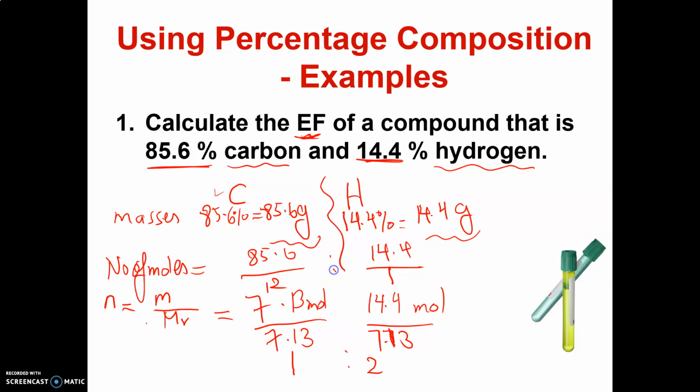So this is a ratio. To conclude, this is the carbon and you have 1 carbon here. Of course, we don't write the 1. And you have 2 hydrogens. So the ratio between carbon and hydrogen is 1 to 2. So the empirical formula of that compound is CH2.